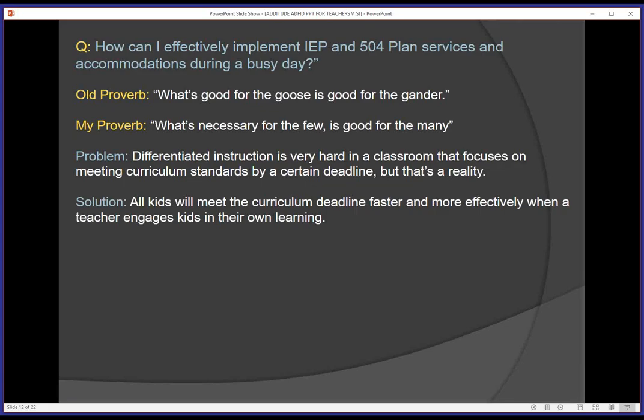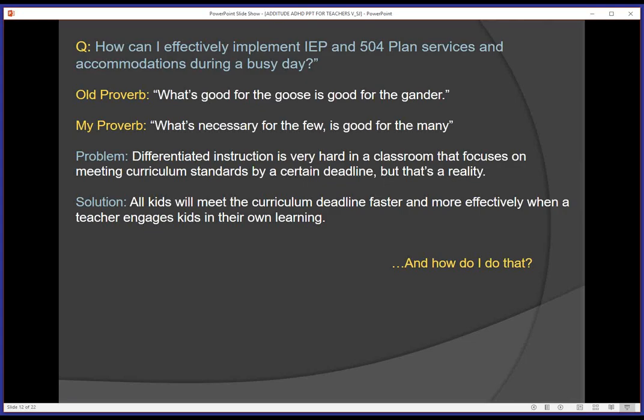I think, though, that all kids will meet these intense curriculum deadlines faster and more effectively when a teacher engages their kids in their own learning and when he or she embeds social and emotional learning strategies into the curriculum. And I think that's a challenge, but it's one that will help meet the demands on both sides of this coin.